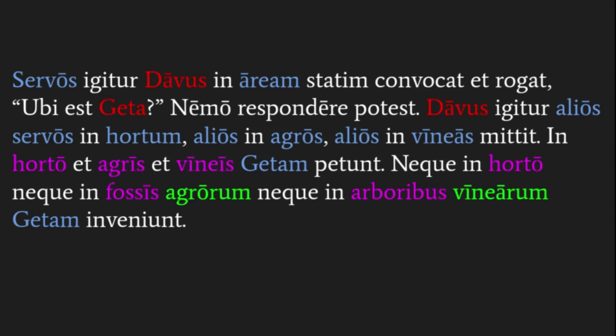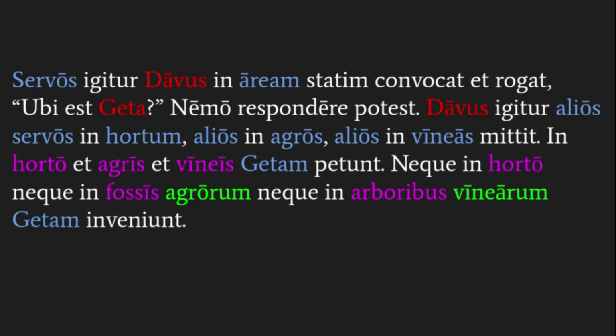In horto, in agris, in vineis, Getam petunt. So here we have prepositional phrases, and notice how they're ablative, right? So in the garden, and again, you're showing position or location here, which is why it's ablative. So in the garden and in the fields and in the vineyards, petunt, they look for. Who's they? The slaves that Davos sent out, right? The slaves that he sent out are looking for Getam, Geta. So you could even say they look for Geta, Getam petunt, in the garden, in the fields, and in the vineyards. So he sends them there, and they look for Geta there.